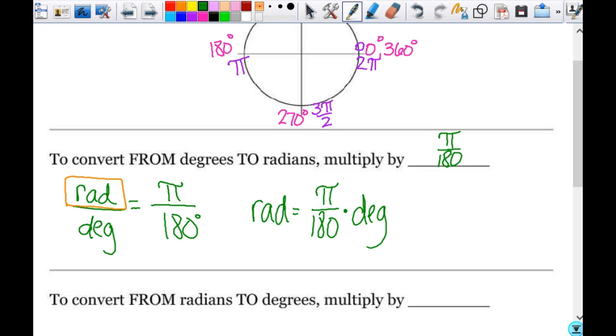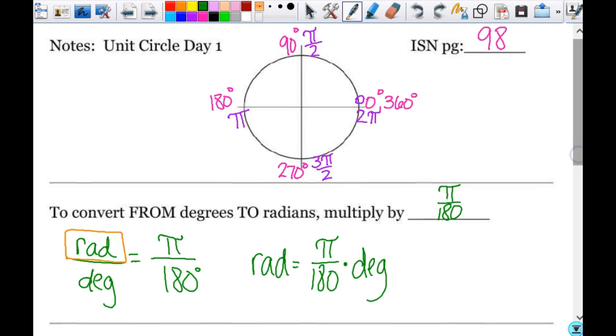See how easy that is? Everybody okay with that? Every time, it's an easy conversion. So if I took 90 and multiplied it by pi over 180, that gives me 90 over 180, which is pi over 2. Make sense?